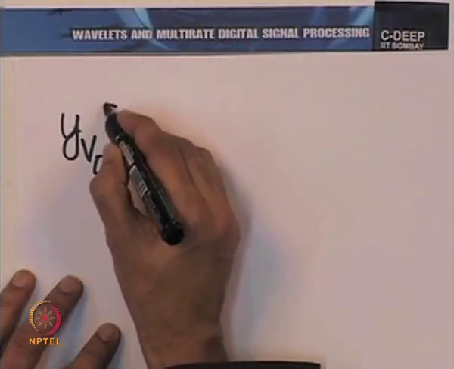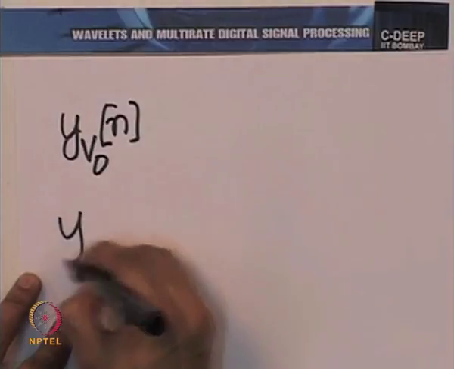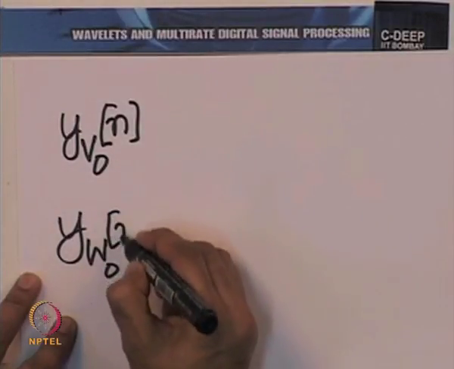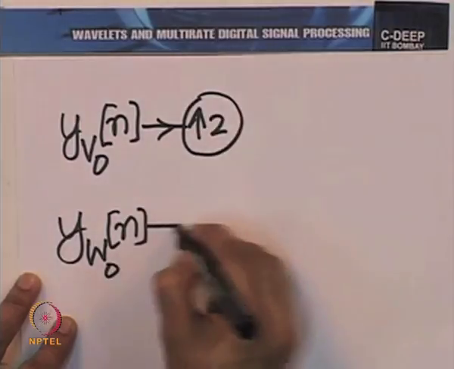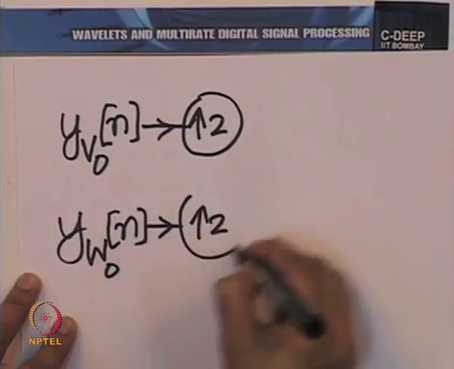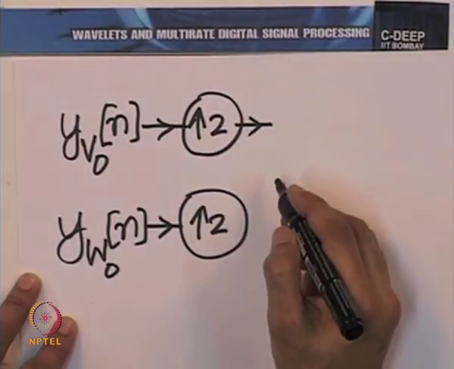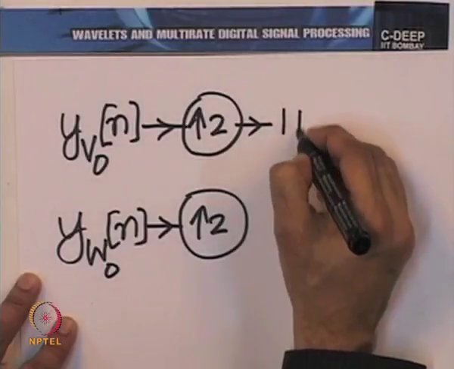How do we express this in the language of discrete time signal processing in the Z domain? Well, let us draw the diagram first. So, what we are saying is this: I have this sequence corresponding to V 0, so y V 0 n, and I have the sequence corresponding to W 0, y W 0 n. I have upsampled them. Now, I also subject this to the filter 1 plus Z inverse.